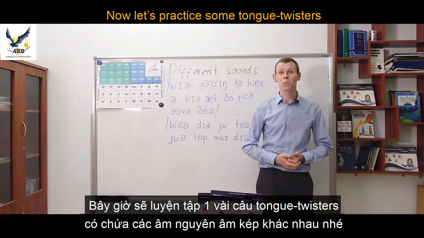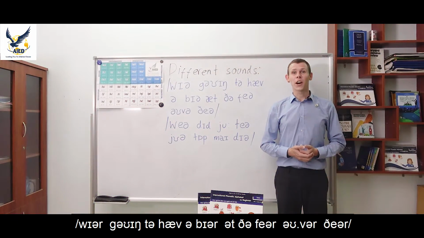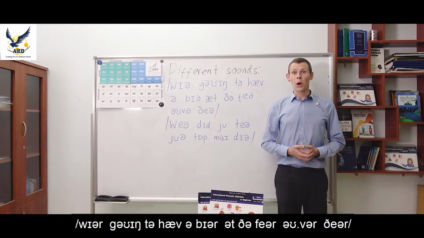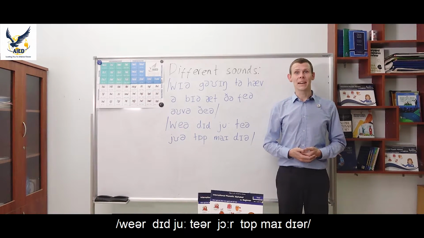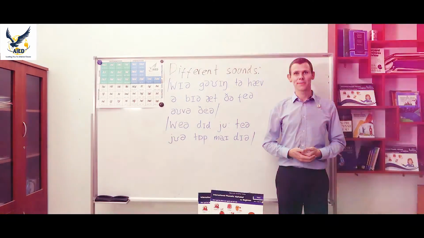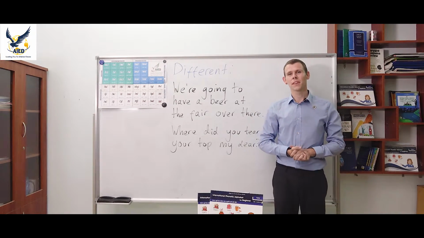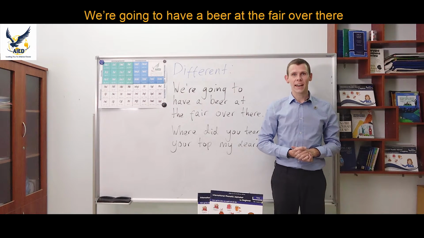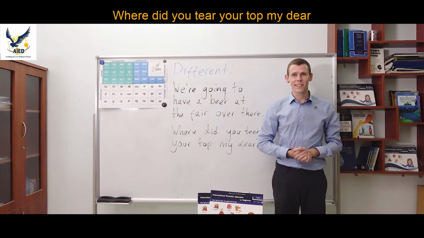Now let's practice some tongue twisters that use different sounds in one sentence. We're going to have a beer at the fair over there. And the second one, where did you tear your top, my dear? And now for the tongue twisters using different sounds in one sentence. We're going to have a beer at the fair over there. And where did you tear your top, my dear?